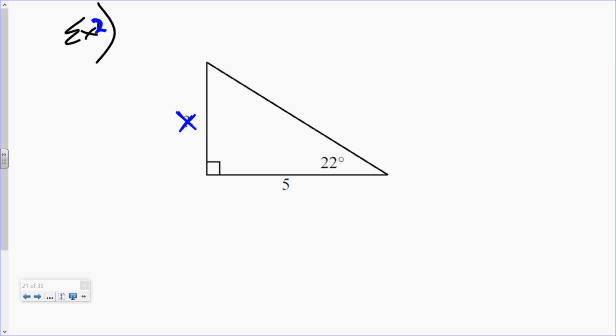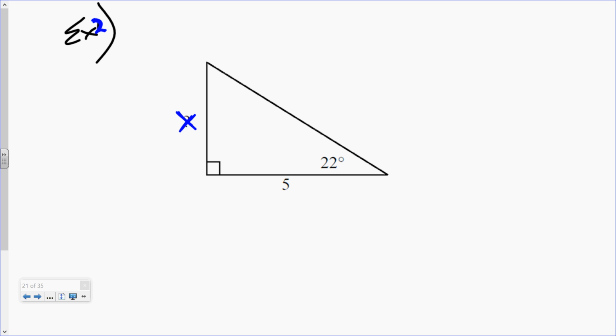All right, how do we do this? Is this a 45, 45, 90? Can't use that theorem. Is it 30, 60, 90? Nope, can't use that theorem. Can we use Pythagorean theorem? Why? Give me an argument. Why can't I use Pythagorean theorem? Right, there's only one side we know. So we're going to have to go to trigonometry.